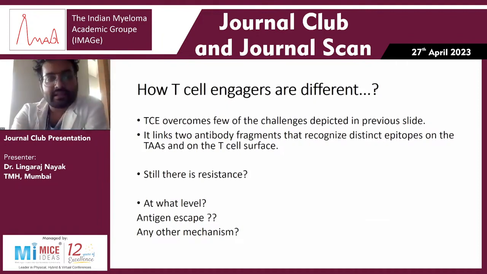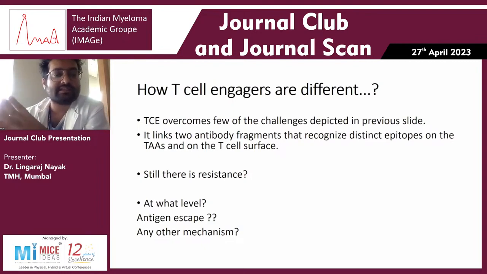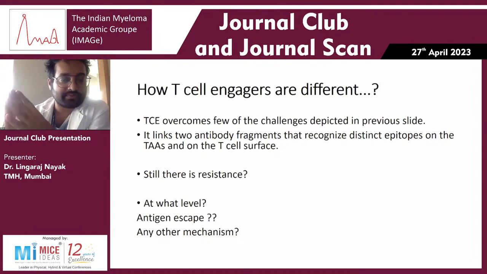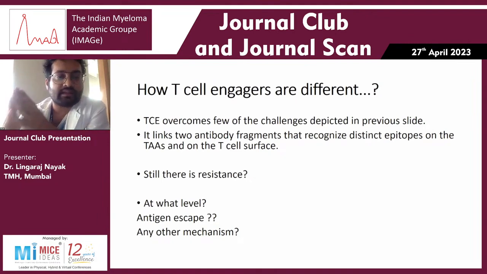Yeah, so T cell engagers, that is the bispecific therapy, overcome a few of the challenges that I have discussed in previous slides. Basically, it links two different cells by two antibody fragments that recognize distinct epitopes on the tumor cells as well as T cells. But still we see resistance. Is the resistance pattern in this kind of therapy, that is the T cell engager therapy, any different than we see in other immunotherapies? What is that resistance, at what level, and is there any other mechanism that plays a role? That is the basic purpose and the basic intent of this paper that you're going to see subsequently. Next slide, please.